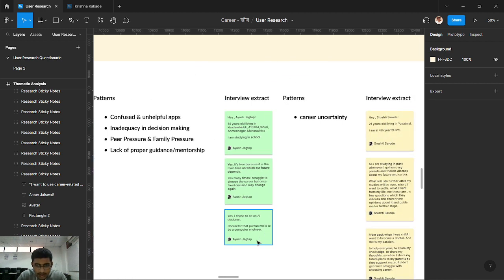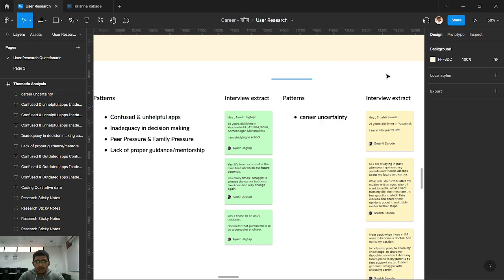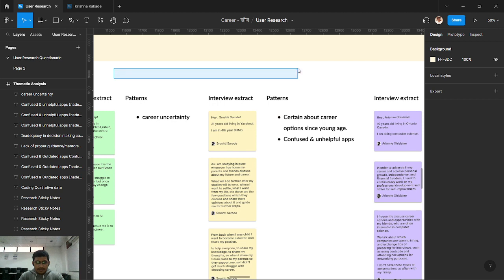Later, we are seeing career uncertainty here. Like, I also struggled throughout my life about my career. Nowadays I'm doing the things that I enjoy doing. So there is career uncertainty in every individual's life, and for that, an application should be helpful. That is the pattern we are getting from this interview extract.